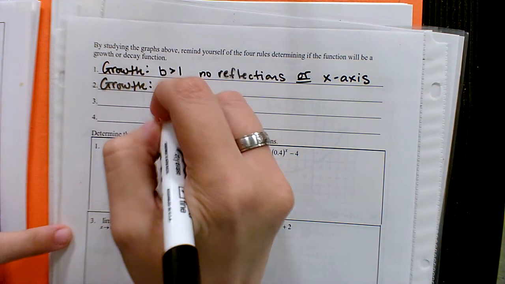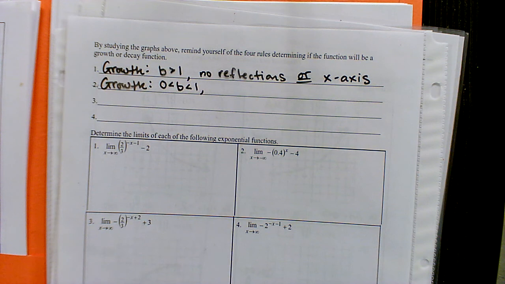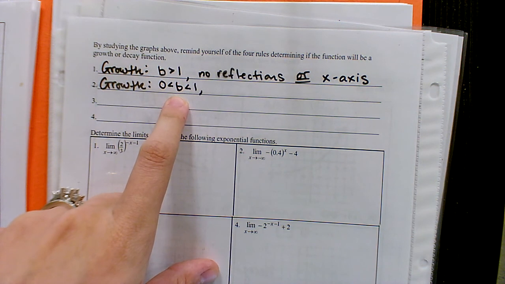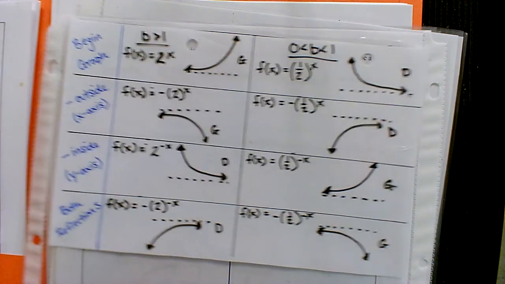Let's go ahead and do the same thing, but this time our b value is between 0 and 1. So go ahead and take a look at your table on the right-hand column, looking for those growth graphs. How can we determine based off the equation if we're growing if our base is between 0 and 1? Where are the reflections located? Or what type of reflections do we have? What do you think, Joseph? Y-axis or the... There we go.